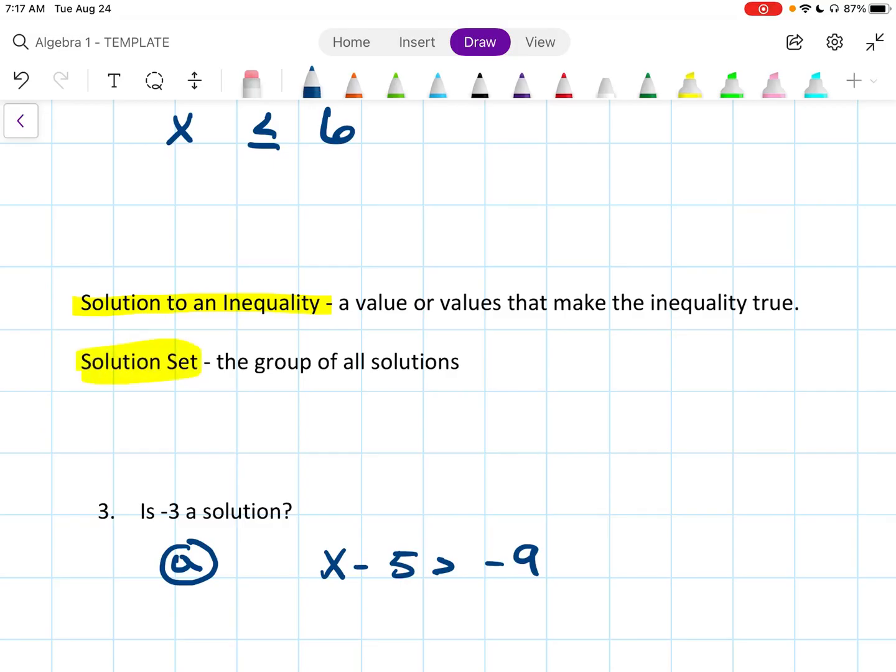So if I end up getting as my answer, and this would be an example of an answer, like x is greater than 10, right? That might be a solution set. A singular solution would be like x is 11, right? Because x is 11 is bigger than 10, right? So a solution is more of like just looking at a single value, whereas a solution set is looking at a bunch of them.